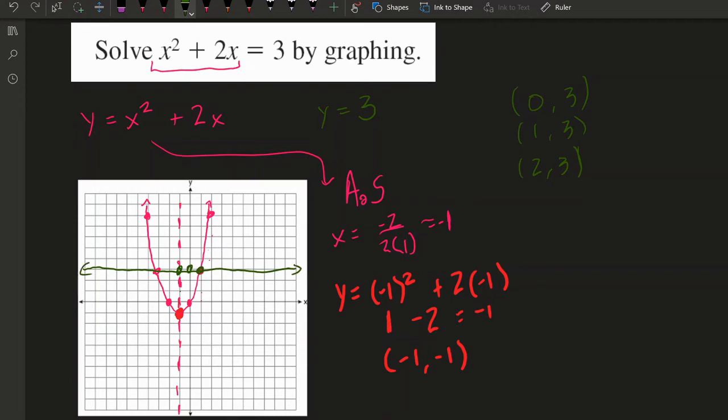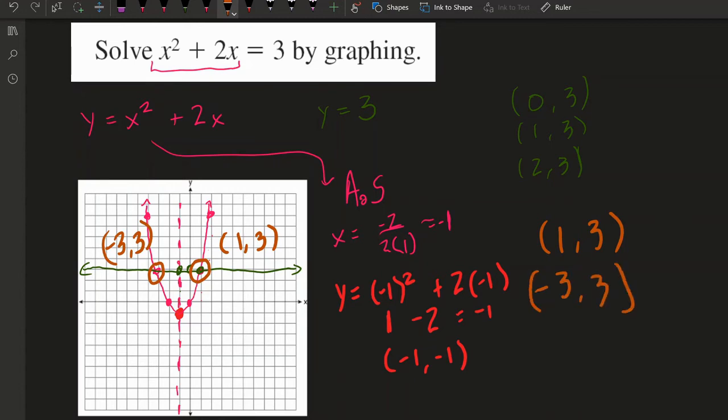Now the solution to my equation is going to be wherever these cross. So if I start looking for their intersections, I see there's an intersection here at (1, 3), and there's another intersection over here at -1, -2, -3, so (-3, 3). So I have these two points, (1, 3) and (-3, 3).